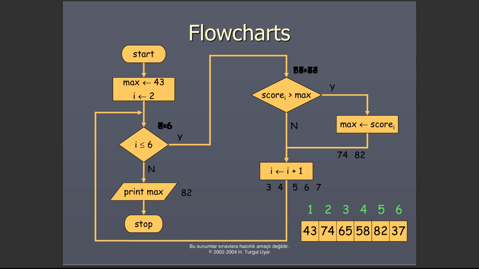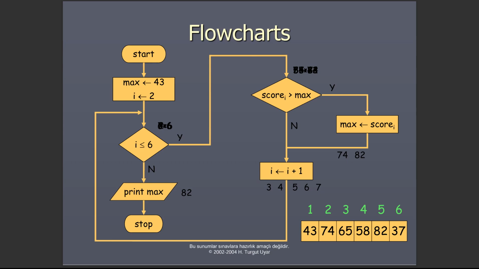An example with numbers. This flowchart shows us finding the maximum score among 6 students. We start with the first score, which is 43. Then we check each score: 74, 65, 58, 82, and 37. Let's follow what happens. When we check 74, it's bigger than 43.